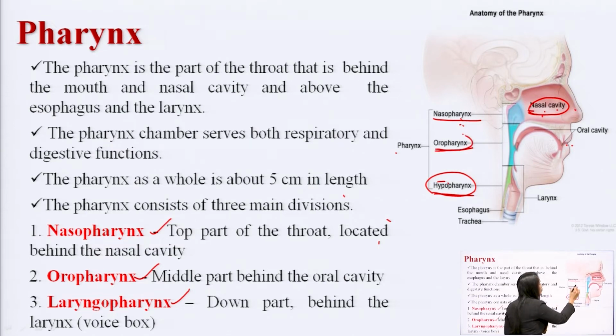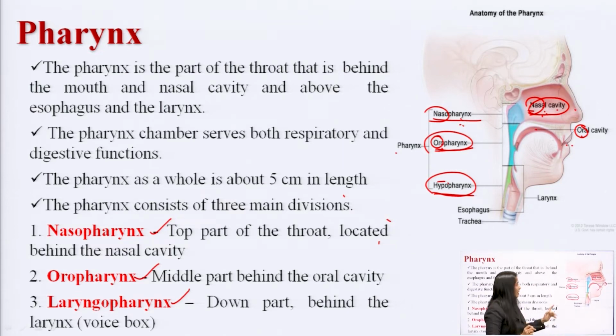And what about the oropharynx? The oropharynx is the middle part behind the oral cavity. Look here, this is the nasal cavity, this is the oral cavity, and the oropharynx has been located behind the oral cavity. Nasopharynx is behind the nasal cavity, nasal, and oral, oro. So, you can remember it in this way. The first division is the nasopharynx, behind the nasal cavity, and the second is the oropharynx, behind the oral cavity.